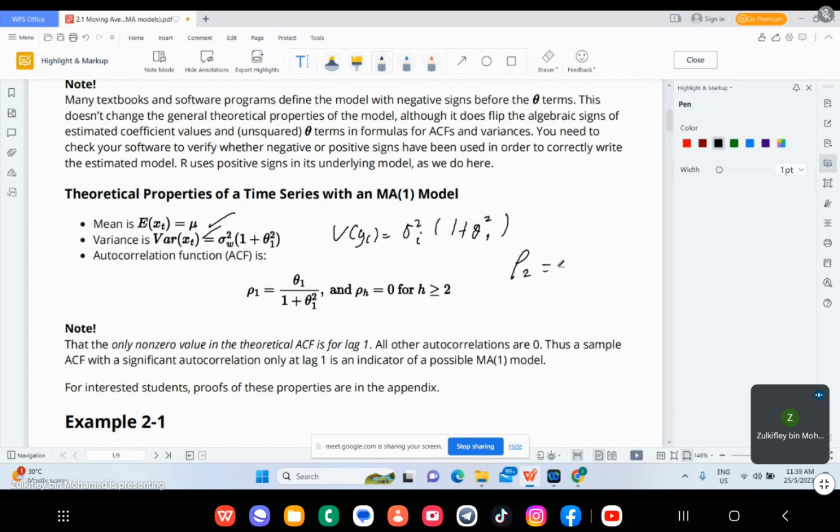For rho h is equal to kosong, rho 2 is equal to kosong, rho 3 is equal to kosong, jika h is greater or equal than 0. Jadi maknanya kalau untuk MA1, your rho 2, rho 3 semua sama dengan kosong. Okay.